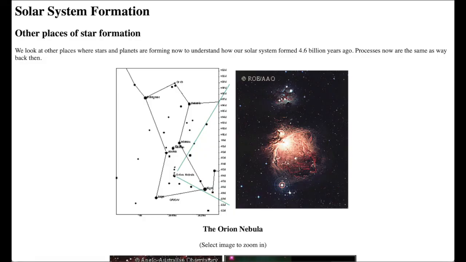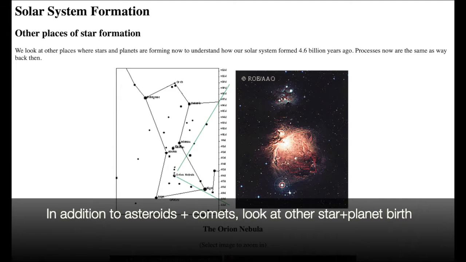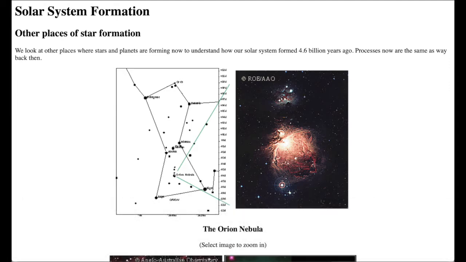The third slide puts the various pieces together to talk about the formation of the solar system. But before we do that, one other major piece of information comes from other places of star and planet formation in the galaxy. This is why the reading assignment included sections of Chapter 13 in Astronomy Notes. We look at other places where stars and planets are forming now to understand how our solar system formed 4.6 billion years ago. Processes now are the same as way back then.